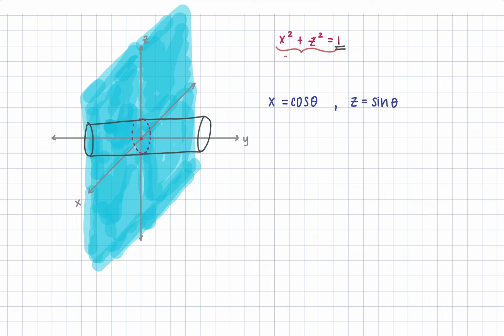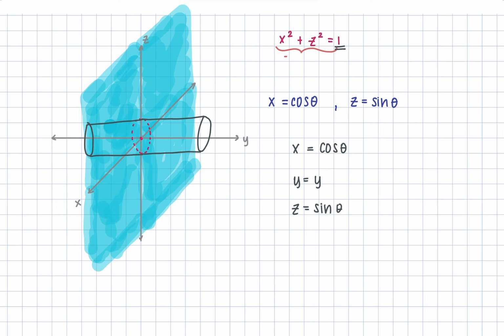Okay, and let y vary freely. So now our parametric equations would look like this. So x equals cosine theta, y equals y because it can be any value, and then z equals sine theta.